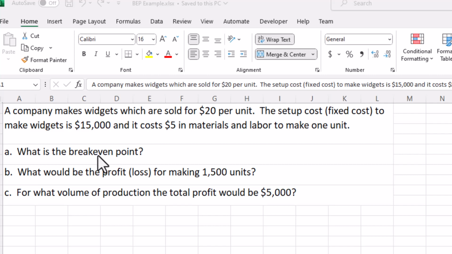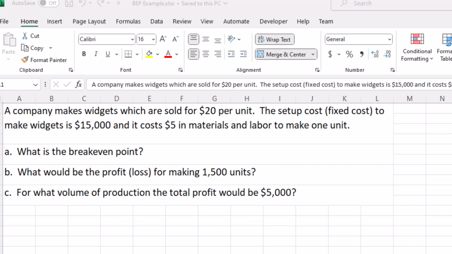In addition to that, the advantage of using the Microsoft goal seek command is that we can answer other what-if questions. For example, what would be the profit or loss for making 1,500 units instead of making 1,000 units, which was the break-even point? Or for what volume of production the total profit would be $5,000.